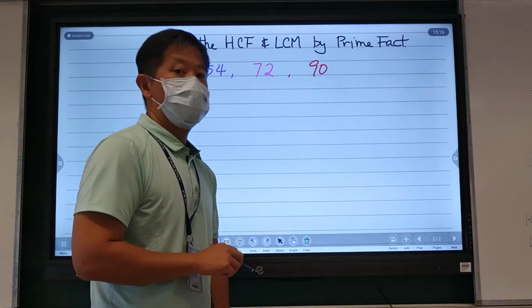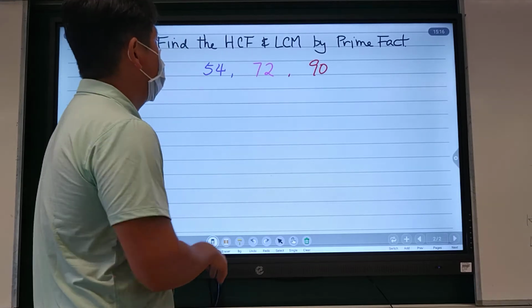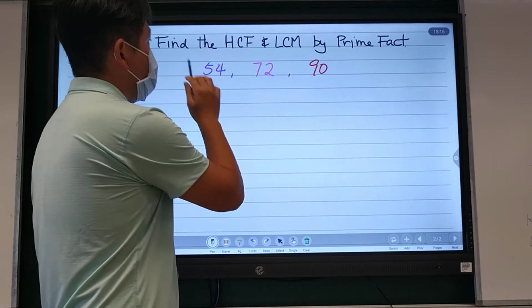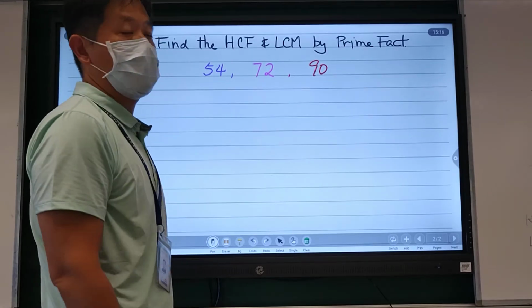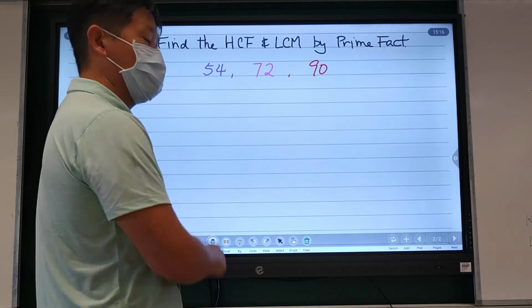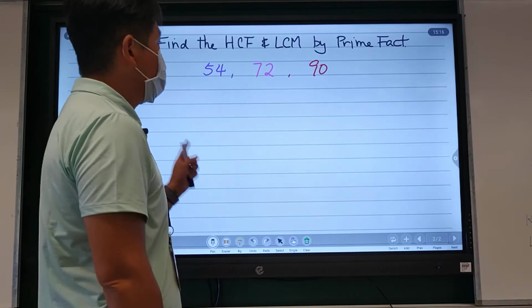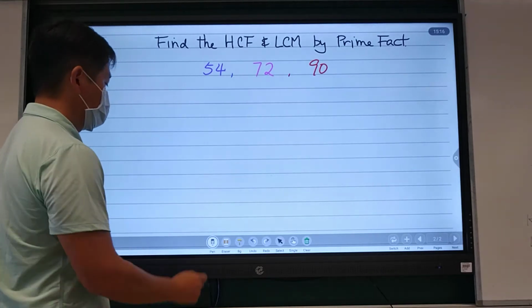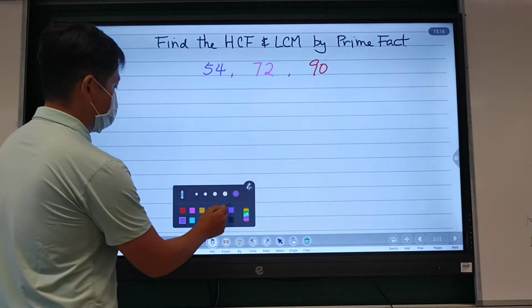Alright, the second problem that we're going to do is we have three numbers and we need to find the HCF and LCM by prime factorization. Okay, so what do I do with each? Let's take a look. So first, we've got to find all the prime factors for each of the numbers. Okay, so let's start with the 54.